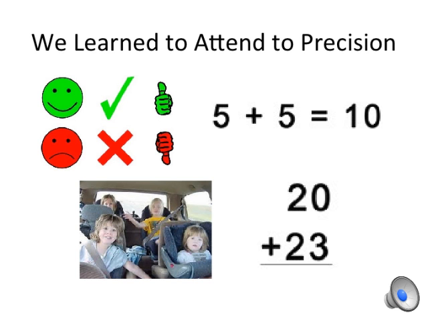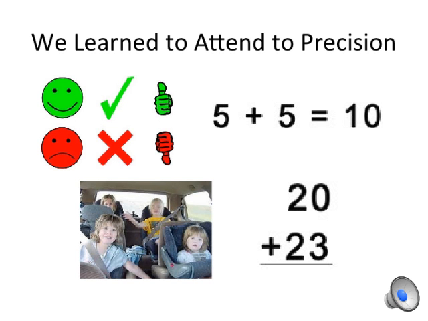We learned to attend to precision. We may have learned to calculate efficiently using quick ways to find answers. For example, because you know that 5 plus 5 equals 10, you may use that understanding of doubles to figure out that 5 plus 7 is really 5 plus 5 and 2 more. You may use efficiency when you're adding 20 plus 23.